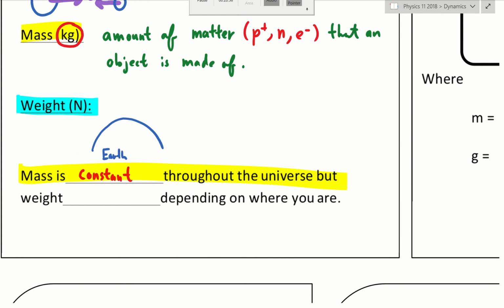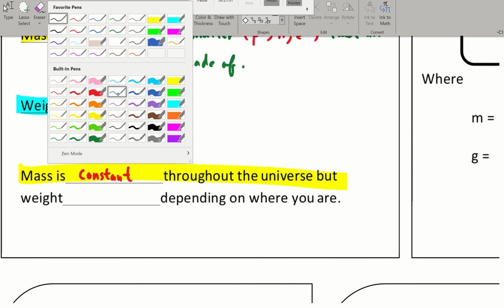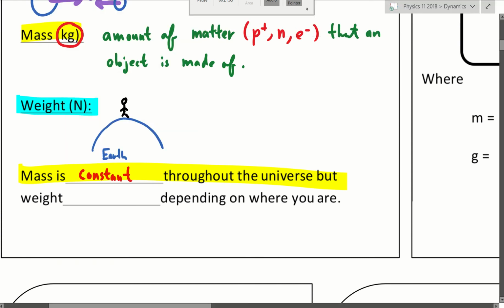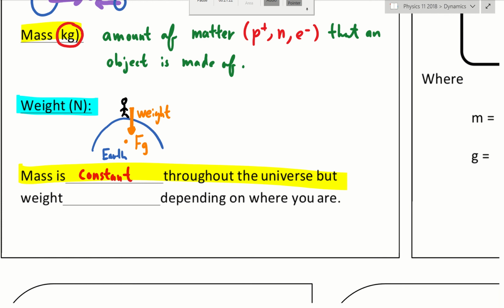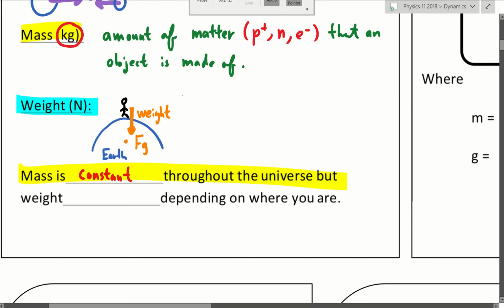Okay, and then you're standing on here. Now, what we said earlier was that there is something called force of gravity, and it's pulling you down to the middle of the Earth, right? That force pulling you down to the middle of the Earth, that force right there, this is your weight. It's the amount of force of gravity that the Earth is pulling you down with. That is your weight.